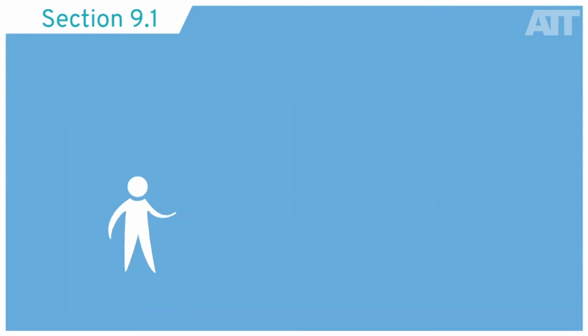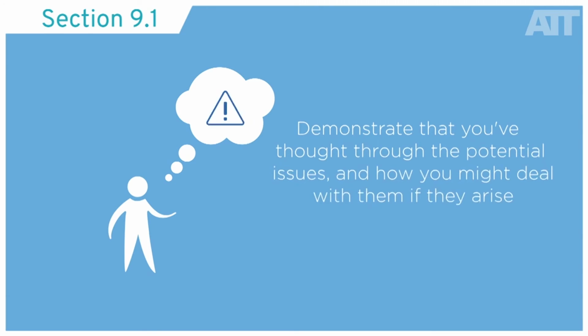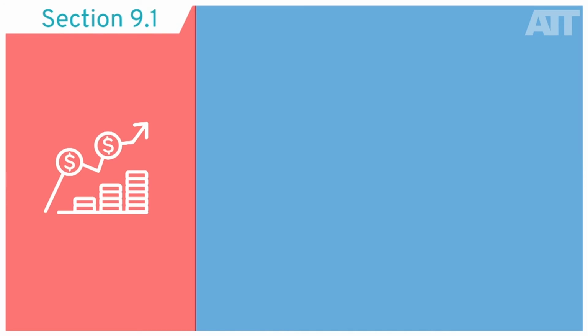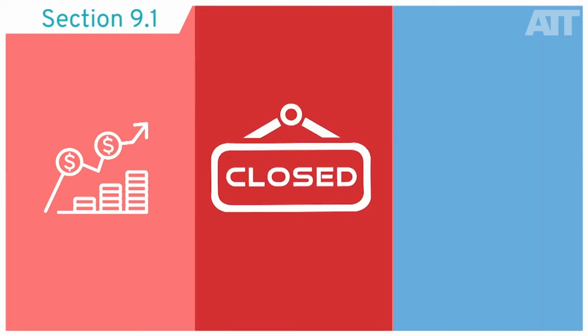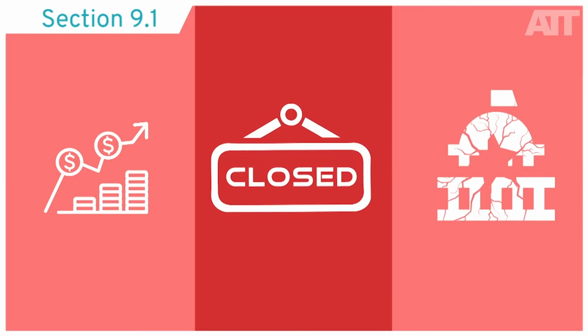Applicants should not be shy about identifying potential risks. The selection committee simply wants to see that you have thought through the challenges the project could face and how you might deal with them if they arise. Examples of risks that projects may face include that the cost may be higher than estimated, suppliers go out of business, or there's a change in government.